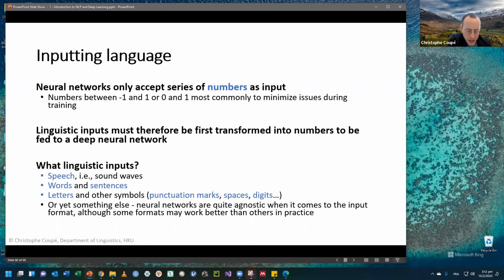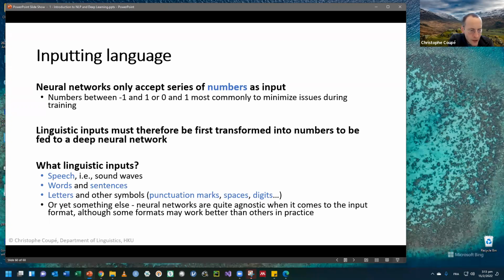But languages, sentences, they are made of words, which means that if you have words and sentences, you must first transform them into numbers in order to feed them to the deep neural network. So what kind of inputs may we consider here? There are different things you may think of. You may think of speech, therefore something like sound waves, the numbers which can describe sounds, what you will have in an MP3 file or a WAV file, for instance. And you could encode acoustic information with numbers.